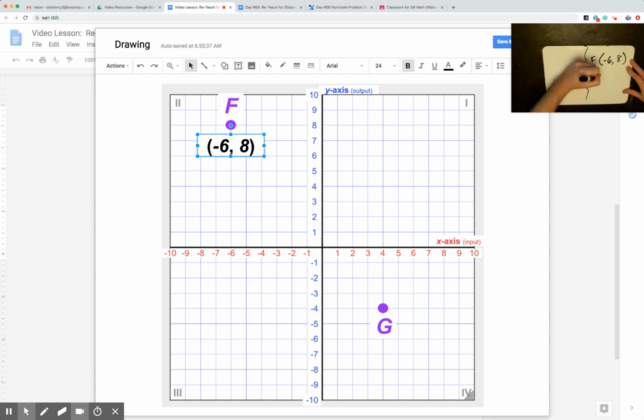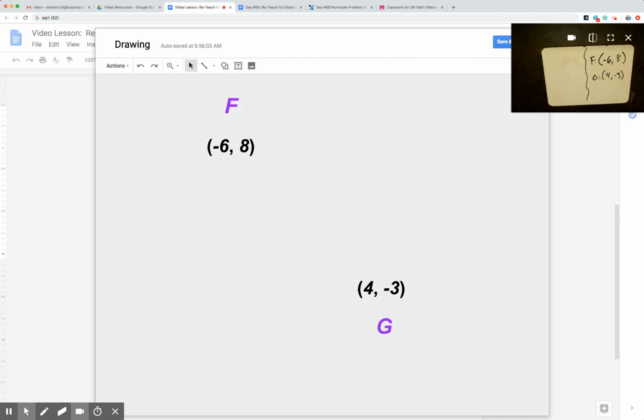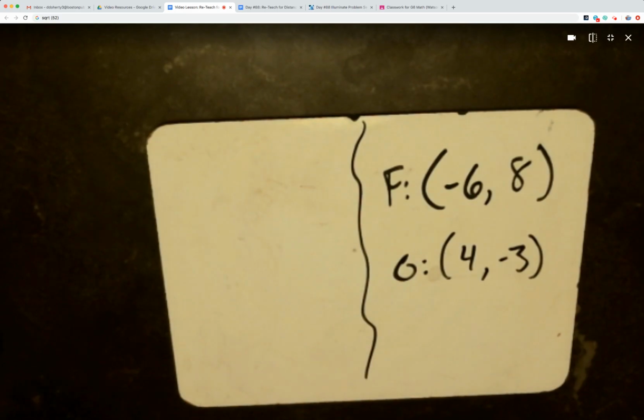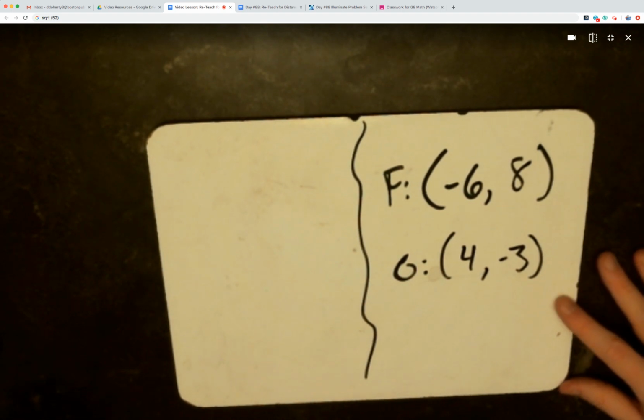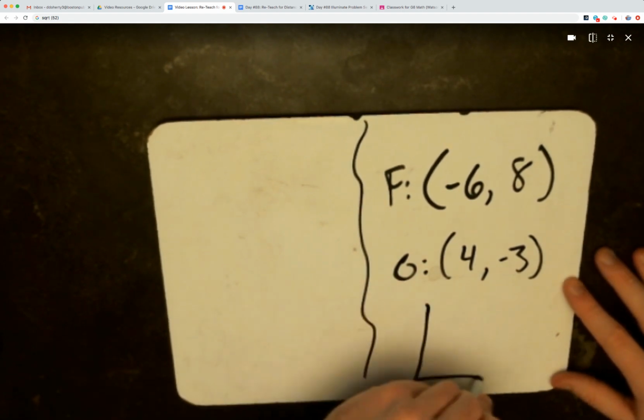Point G, what are the coordinates? For point G, our coordinates, it lines up with 4 for the X value, and it lines up with -3 on the Y. So G is 4, -3. I'm going to go ahead and full screen the whiteboard because now I have all the info I need to know the distance from F to G. There's going to be a right triangle here.